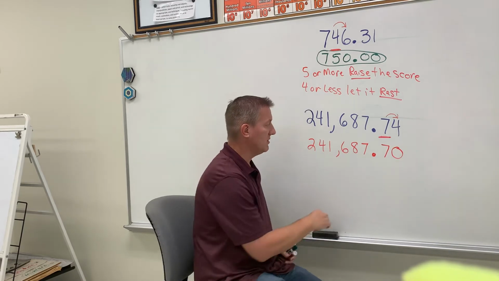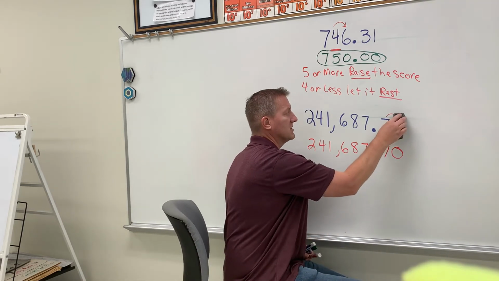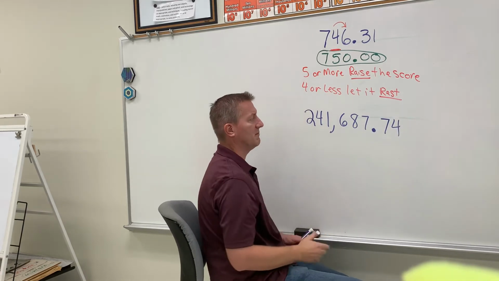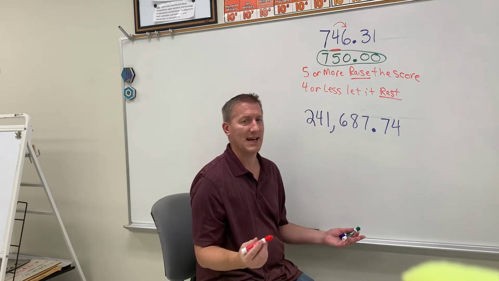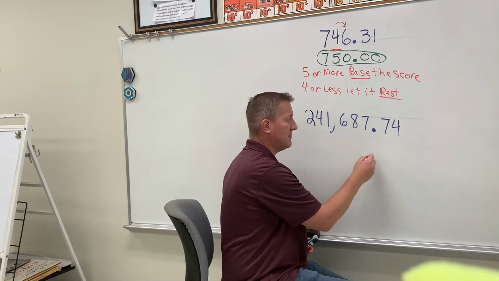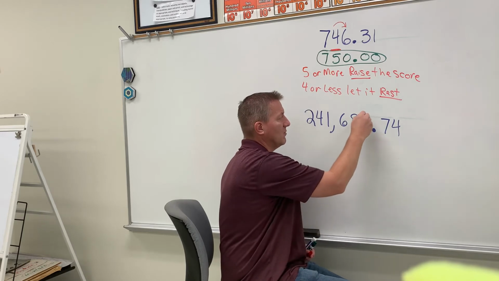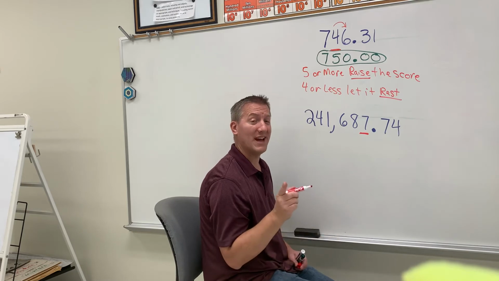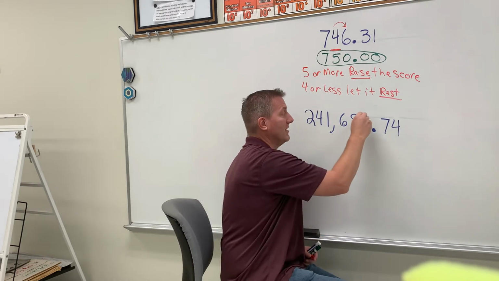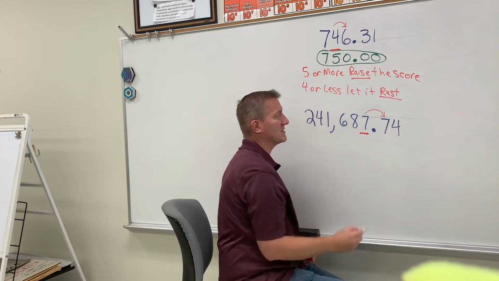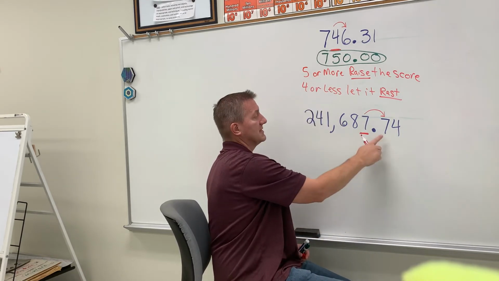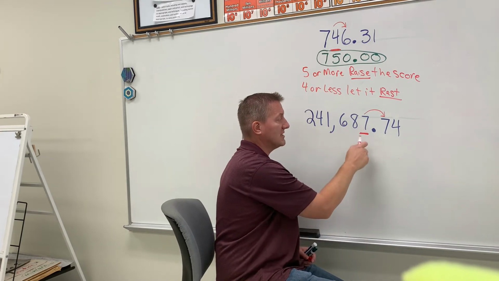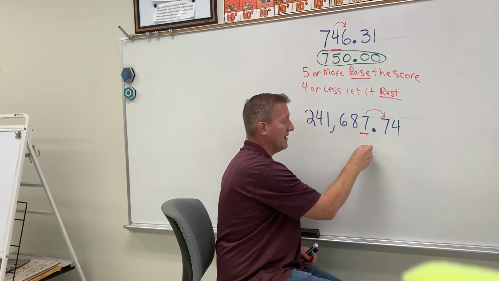Okay, let's do one more real quick just to make sure you understand it. So when you're doing decimals, it's exactly the same way. You're just dropping that decimal down. What if you had the ones place underlined? Well, then you're gonna have to look at the tenths, right? So 7 is 5 or more, raise the score. So we're gonna raise this one up to an 8.